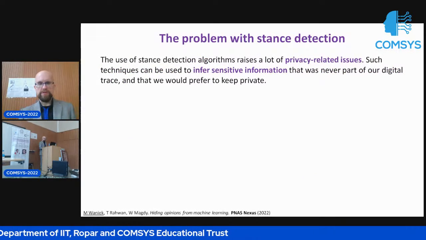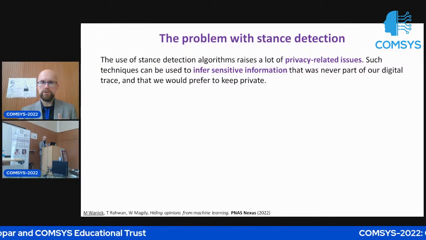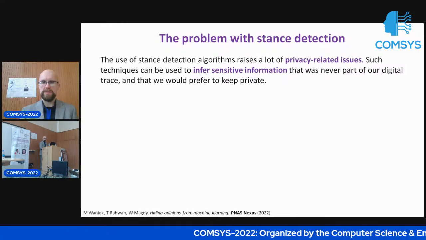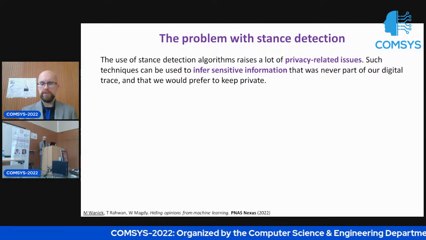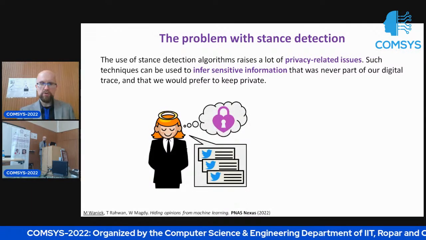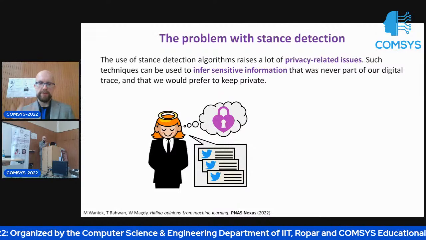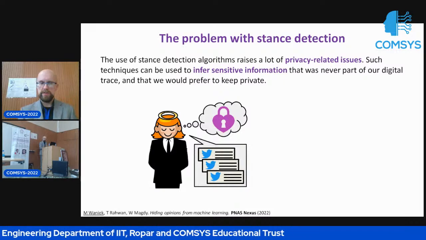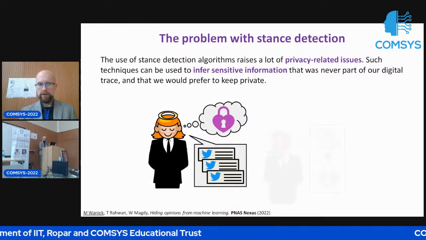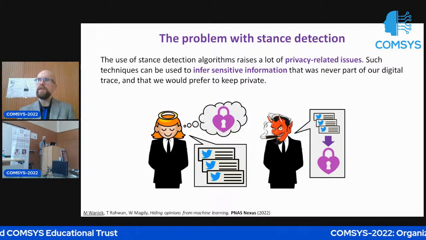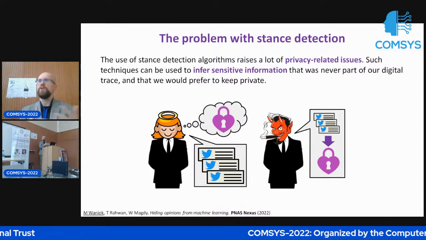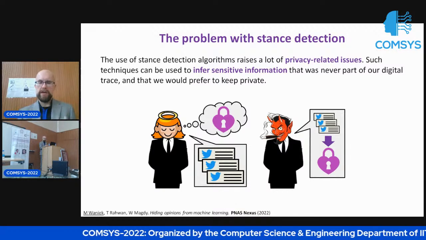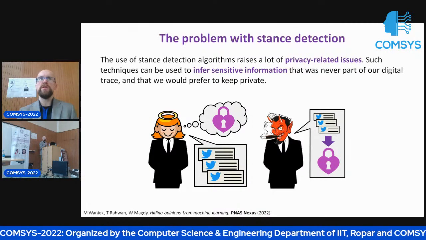So again, the problem with stance detection is that we might not want some of our private opinions to be known to the entire world, right? So I might have some kind of private opinion, some kind of secret, but I still want to post my content on social media, right? So I still want to post to Twitter. However, a seeker might take my public Twitter feed and use a stance detection algorithm to infer my private information, the information that I want to maintain private.